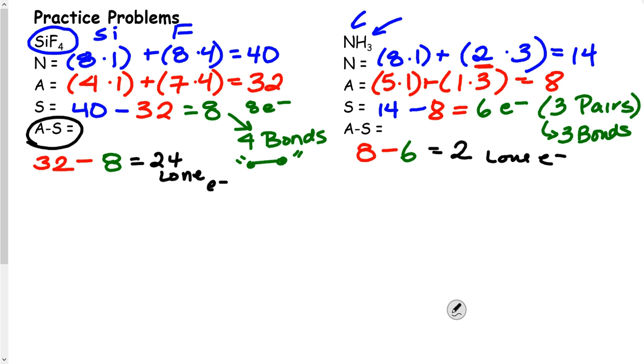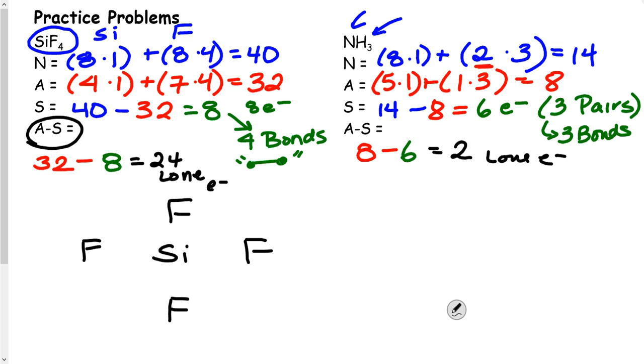So the first thing that we want to consider, and we're going to start with SiF4, is that between silicon and fluorine, silicon is the least electronegative. So we will place silicon in the middle. We have 4 fluorines that we're going to place around our central atom in a symmetrical fashion.